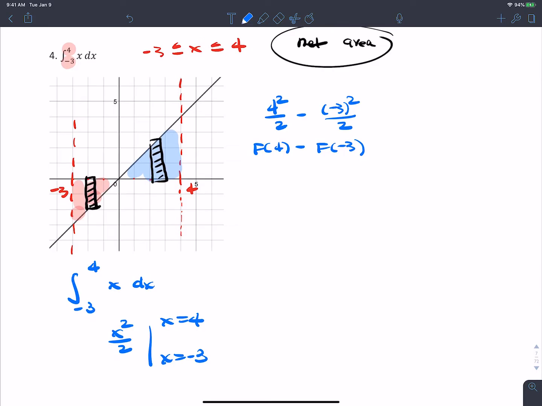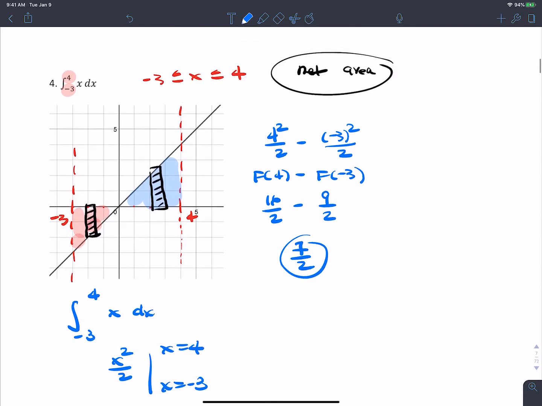Okay. So this is going to give us 16 halves minus 9 halves. Is that true? And what's 16 minus 9, by the way? 7 halves. Good. So notice, is that a positive value? It's positive. So like we seen in the curves that there's more blue area than red. So yes, that's going to be positive. So this is how we find the net area now.